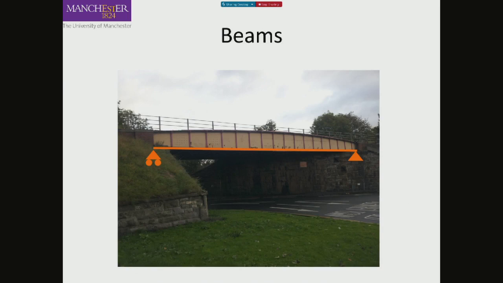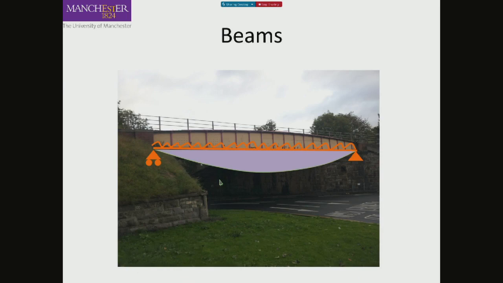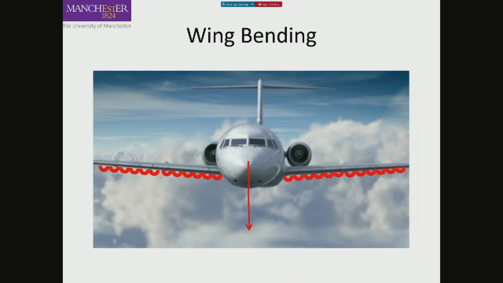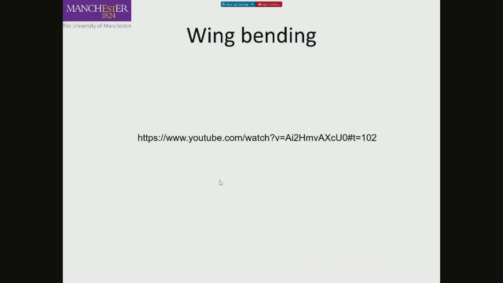A bridge, for example, could be simplified as a beam, and then you could think of putting a load on top of it, and then the bending moment could be in this way as well. So that's a bending moment diagram. In a diving board, for example, or the bending of an aircraft wing, the lift on the underside of the wing would create bending of the wing as well.